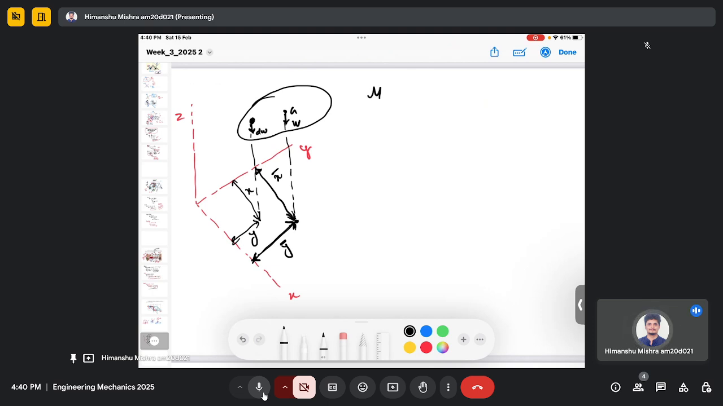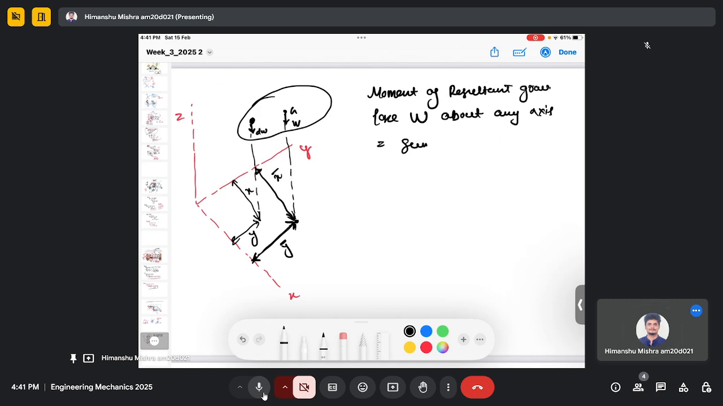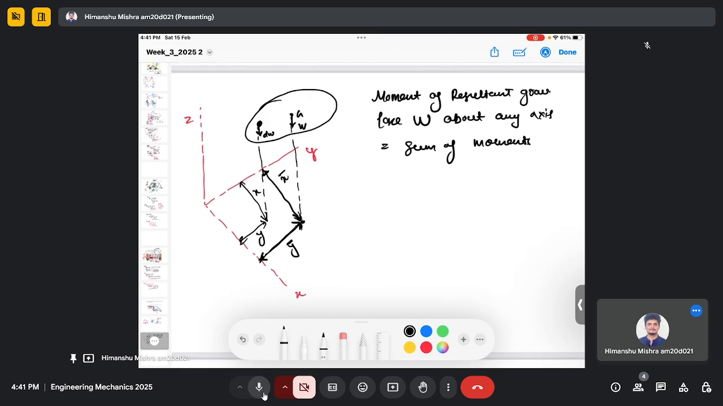So we say that the moment of the resultant gravitational force, which is W, about any axis, it could be x, y or z, equals the sum of moments about the same axis of the gravitational force acting on all particles.